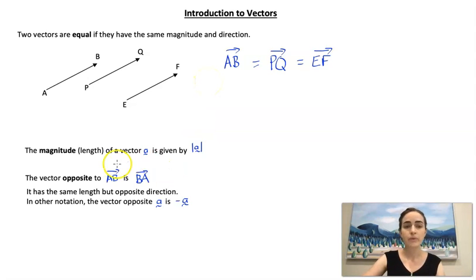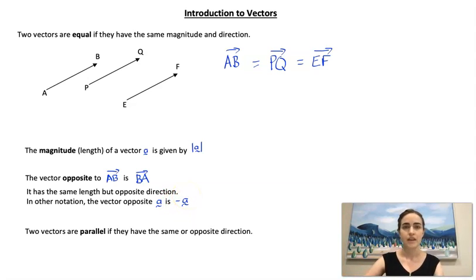Like we looked at when we introduced this notation just before, if we write a vector AB, then the vector opposite that would be the same length but moving in the opposite direction. So we'd write that as vector BA. If we use our other notation, then the vector opposite A is negative A, because we're just switching that direction around. We say that two vectors are parallel if they have the same or the opposite direction.